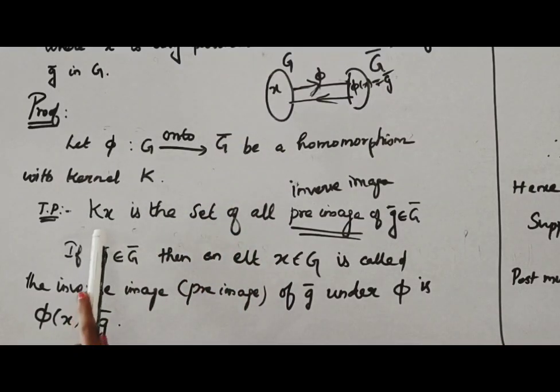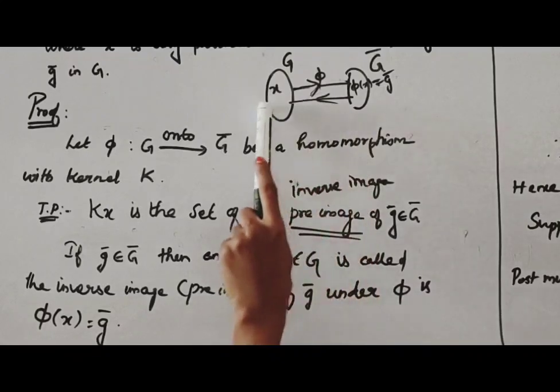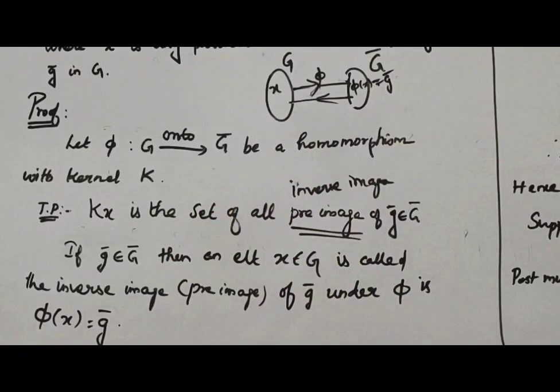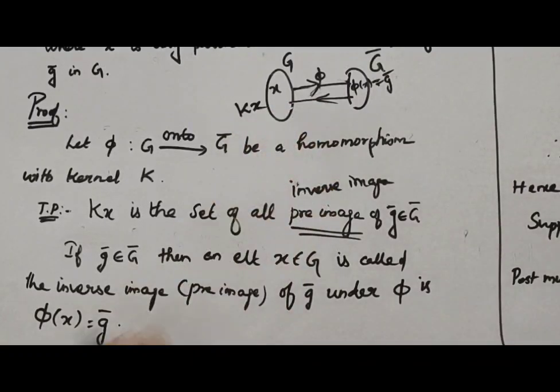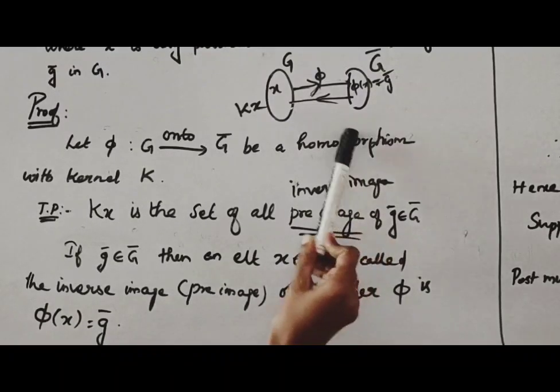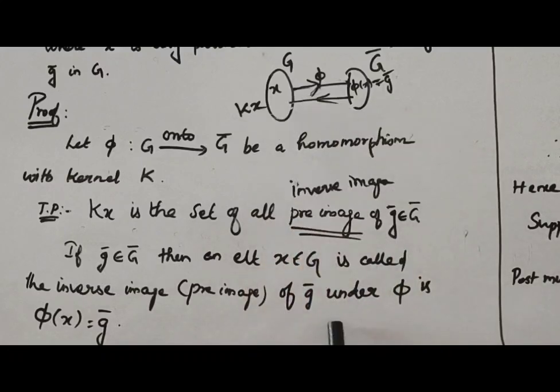Therefore, you have to prove that Kx is the set of all pre-images. That means the pre-images are in the form Kx, that means the coset format. Okay. If G bar is in G bar, then an element x in G is called the inverse image or the pre-image, and phi of x is equal to G bar.